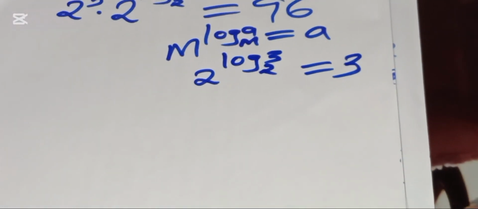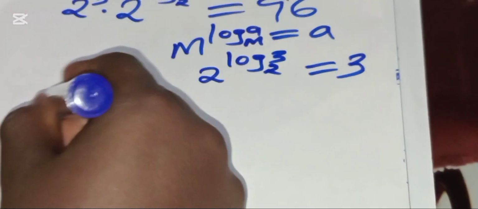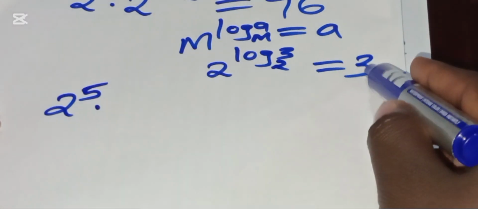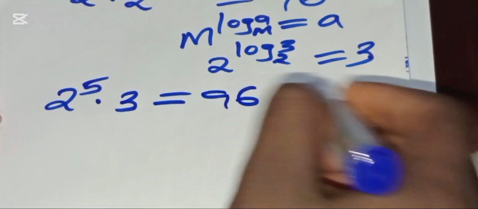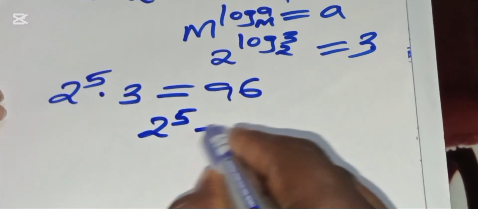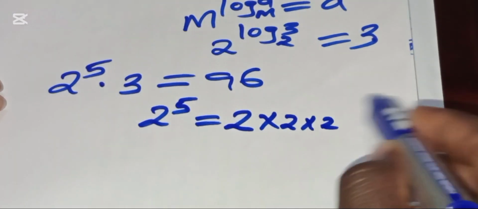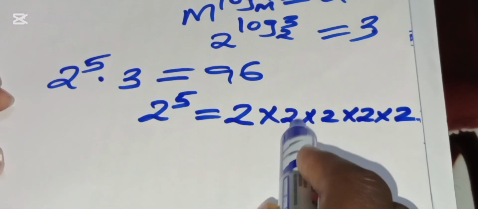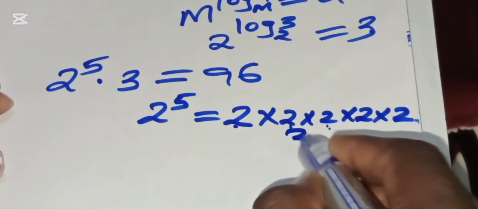So let's substitute the value of this 3 back into the equation. We're going to have 2 raised to power 5 multiplied by this 3. This is supposed to give us a value of 96. Now 2 raised to power 5 is the same thing as 2 multiplied by 2 multiplied by 2 multiplied by 2 multiplied by 2, that is 2 times 2, 5 times.